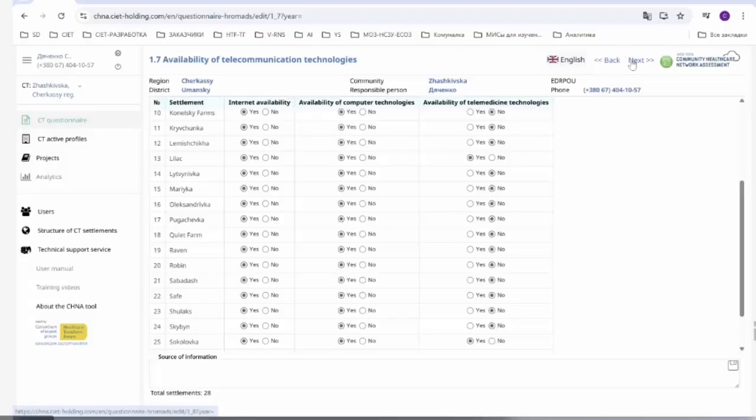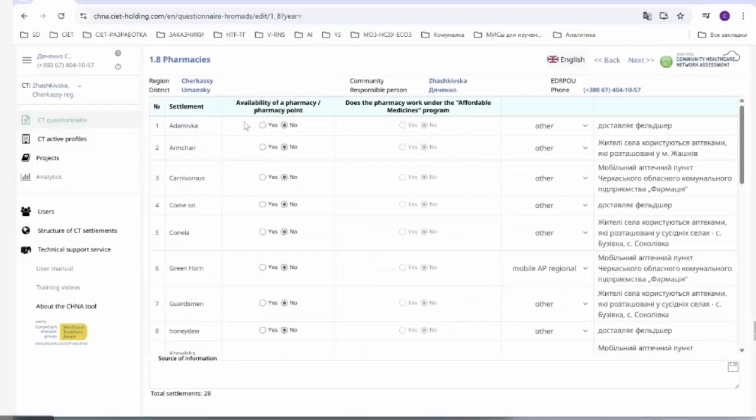This is a long list of 18 indicators, 18 sections, and thank you, Sergey Alexandrovich, for the demonstration.